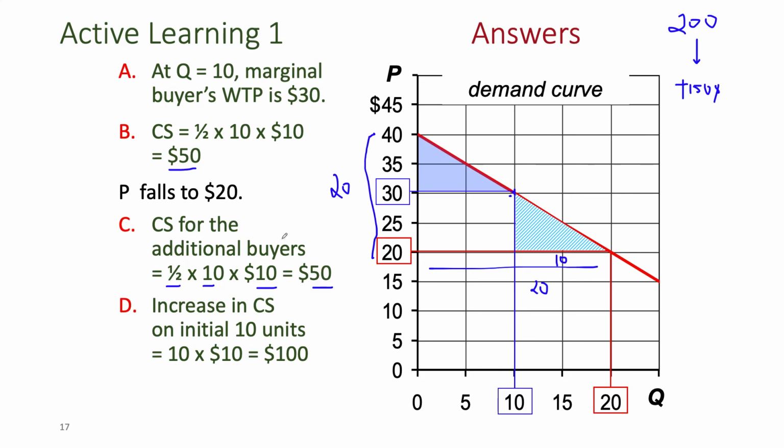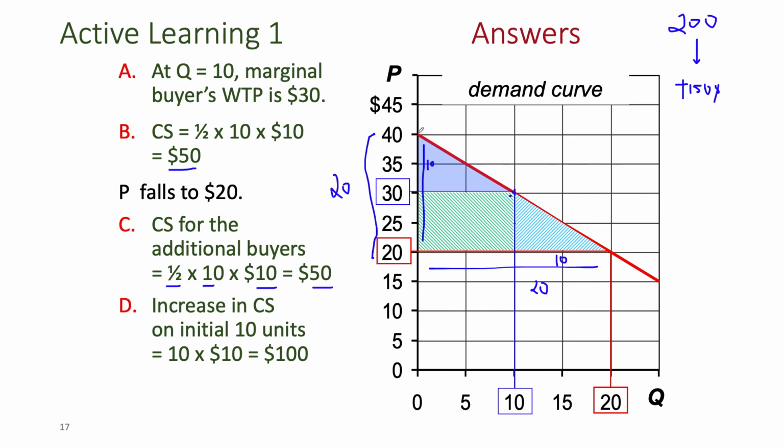The second part of the increase in consumer surplus comes from the fact that these initial buyers, who are generating 10 units worth of demand, now each have a higher consumer surplus. Intuitively, think of what's happening here. The person whose willingness to pay was $40 before: earlier, they were asked to pay $30 and their consumer surplus was $10.